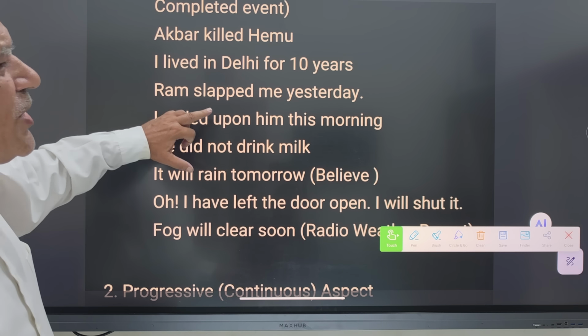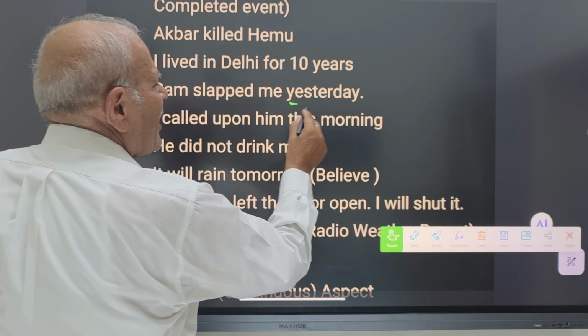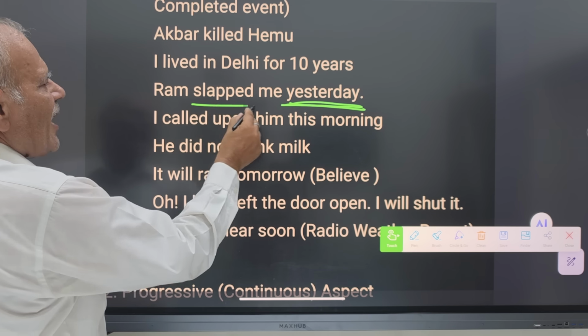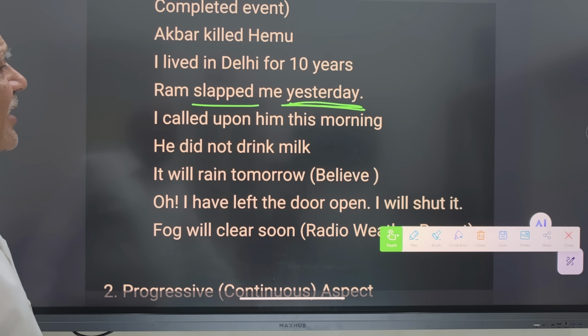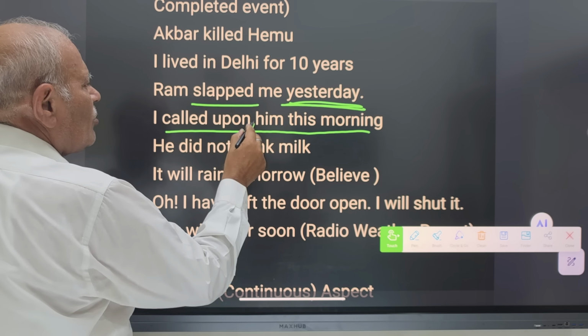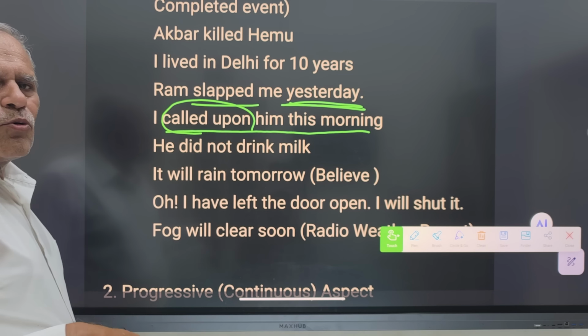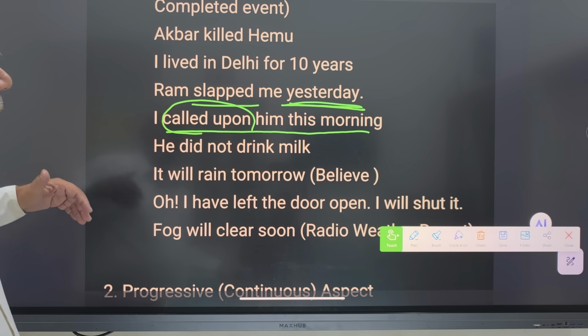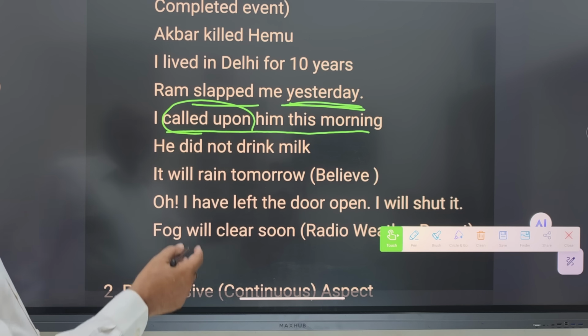Ram slapped me yesterday. Past event. Time marker, say yesterday. Slapped, second form. I called upon him this morning. Remember, call upon, milne jana, going to meet somebody. So I called upon him this morning. He did not drink milk.